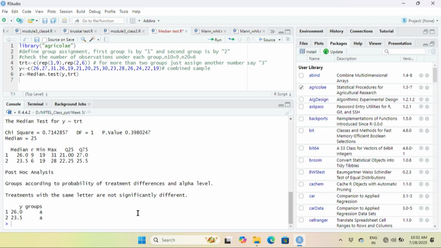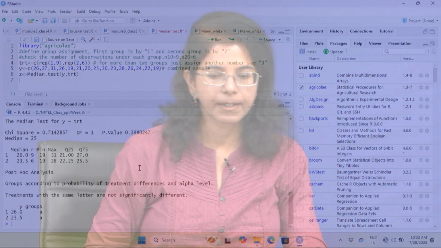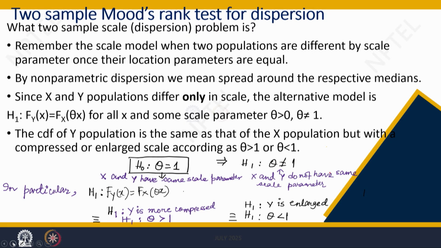Okay, let's get back to the PPT presentation again. So far, whatever we have discussed is the 2 sample problem related to location. We have done the Wilcoxon Mann-Whitney test, and we have also discussed the median test.